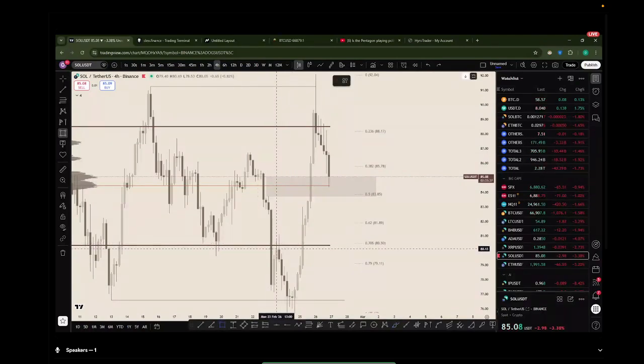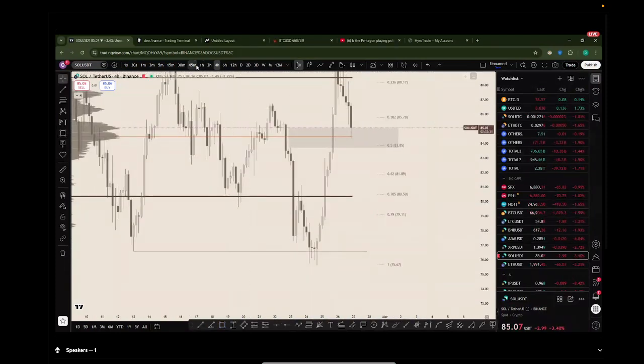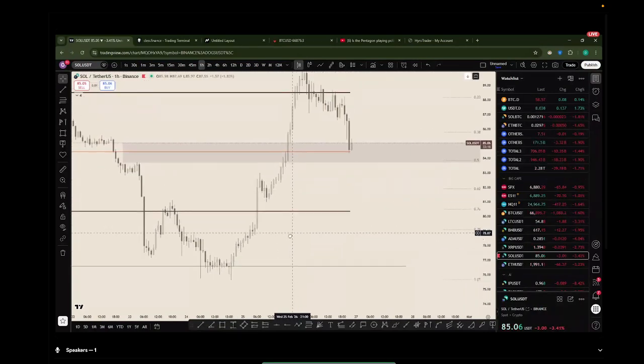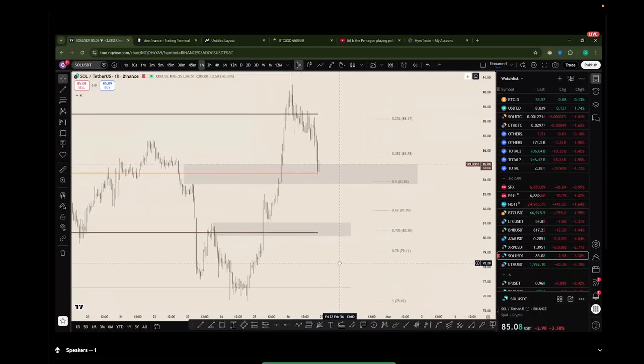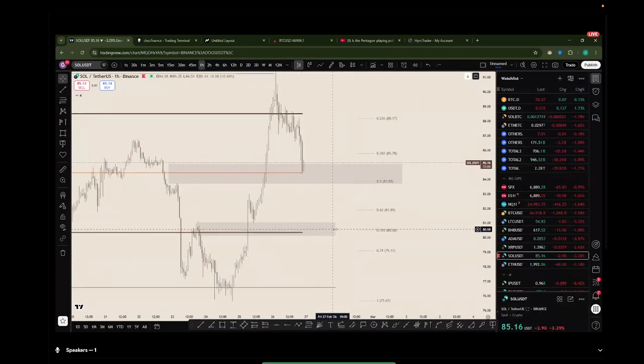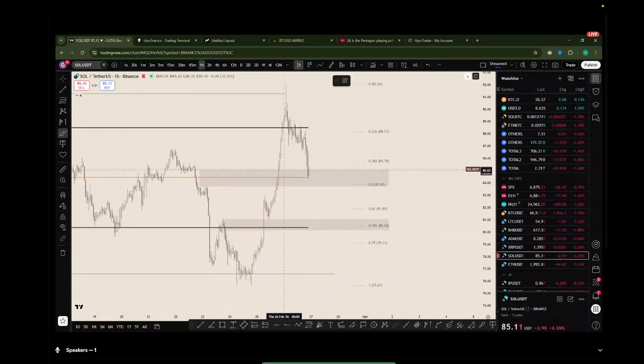So that would basically be... let me look at the 1 hour time frame to see if I can optimize this a bit more. That would basically be my next level for longs on the Solana if we lose this level. But I think we can catch a good scalp.